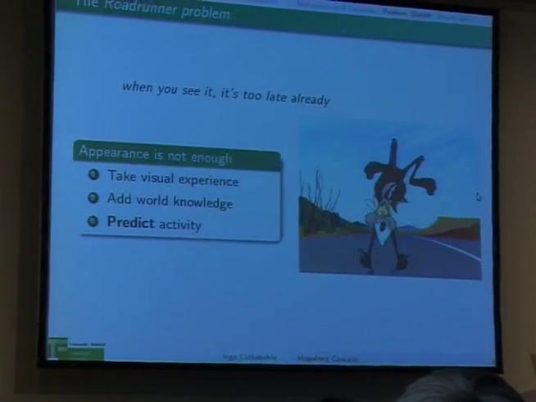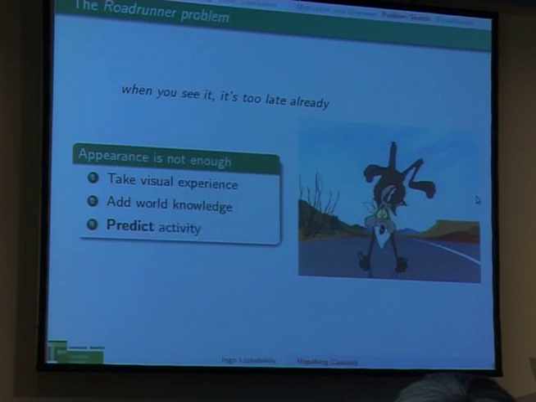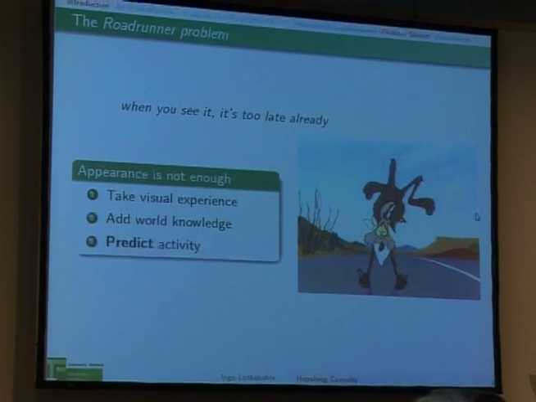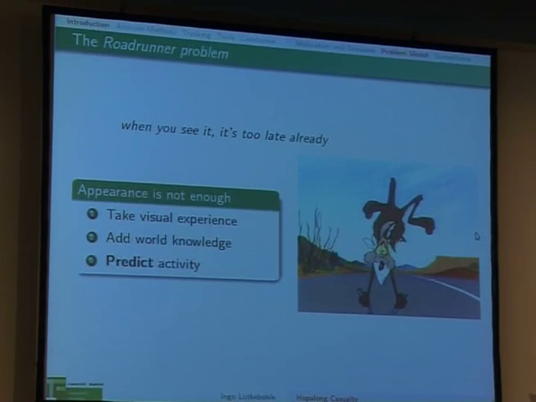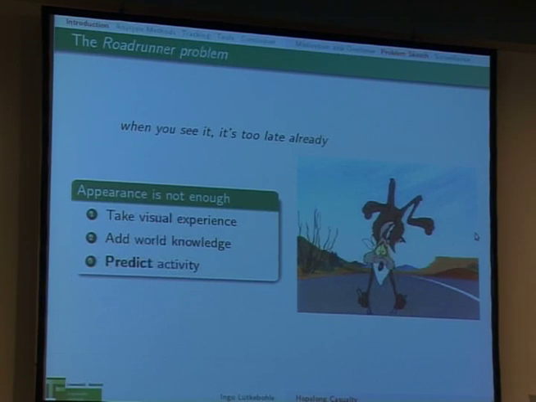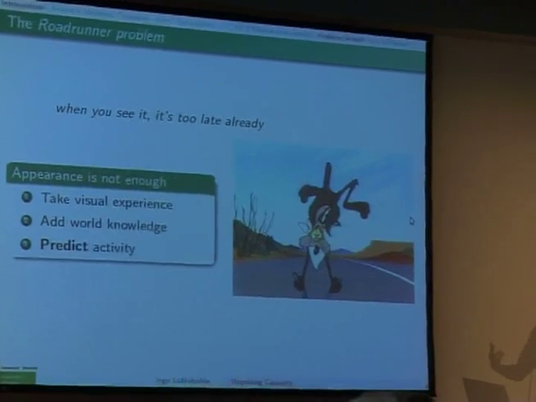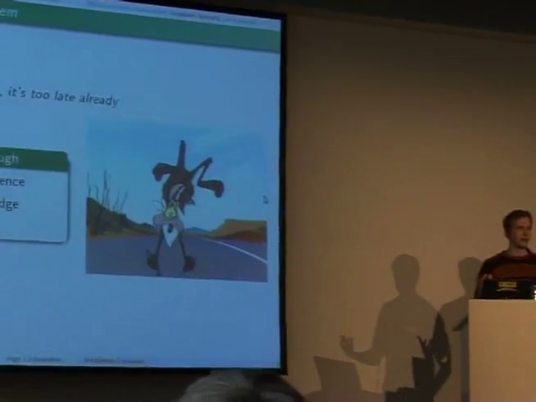So what I'm trying to say here is that visual experience doesn't just consist of interpreting the action after it has happened. When humans interpret their visual surroundings, what we do is we have a visual input, a visual experience, then we know a lot about the world around us, and this allows us to predict an activity. And to predict an activity at a point in time when we still have sufficient time to actually act on our prediction and make something happen.